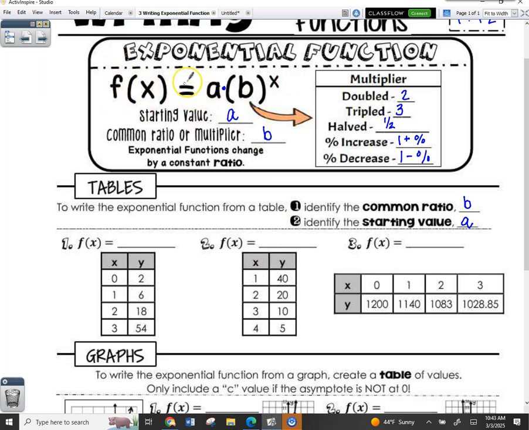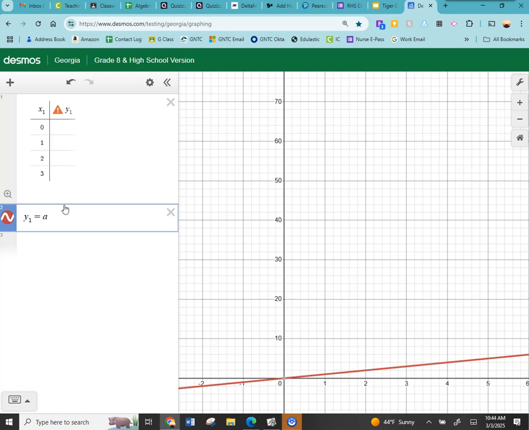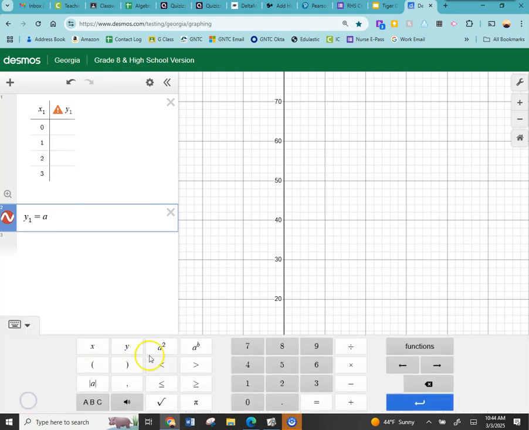Y equals what? A times b to the x. So here we go. All right, now don't put an equal sign. Here's the trick. If you watch what happens, if I hit y equals a, don't type this, just watch, times b to the x sub 1, it's not going to give me anything. Do you see that?